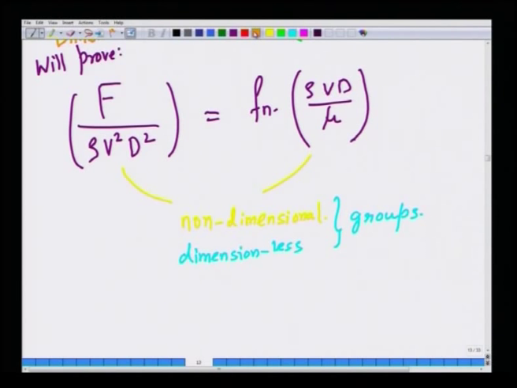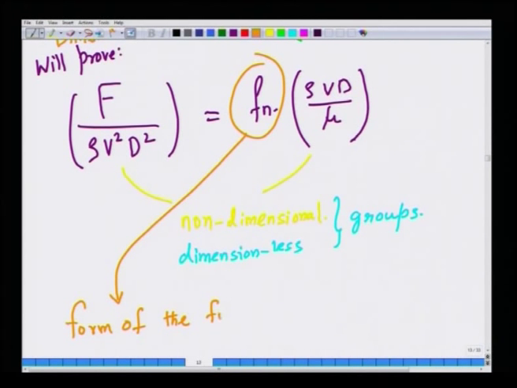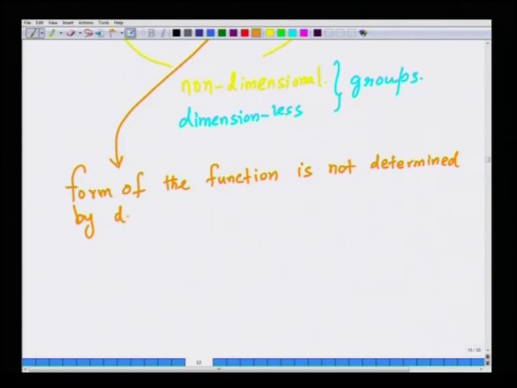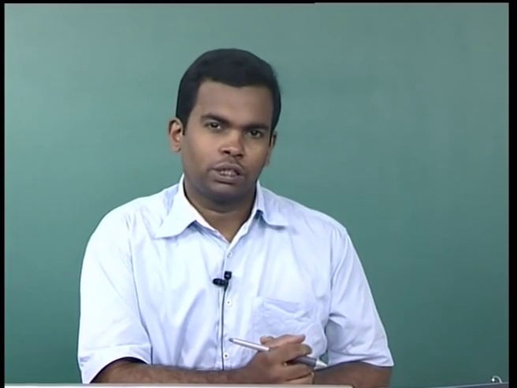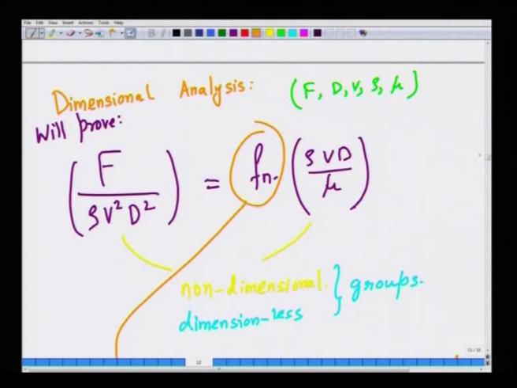Now, we will also point out that the form of this function is still undetermined. The form of the function is not determined by dimensional analysis. We still have to do experiments, but remember that in contrast to doing 10 to the 4 experiments, we simply have to find the functional dependence of one group on another group. We simply have to do 10 experiments. So, the functional relationship among 5 variables is now reduced to a functional relationship among only 2 non-dimensional groups.